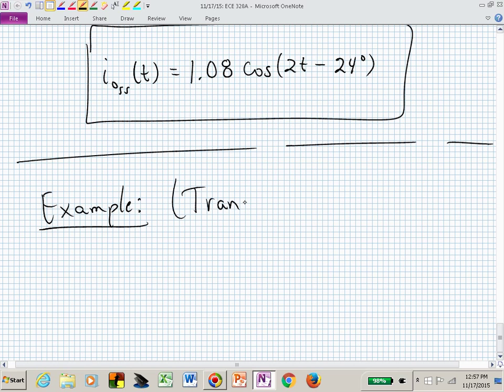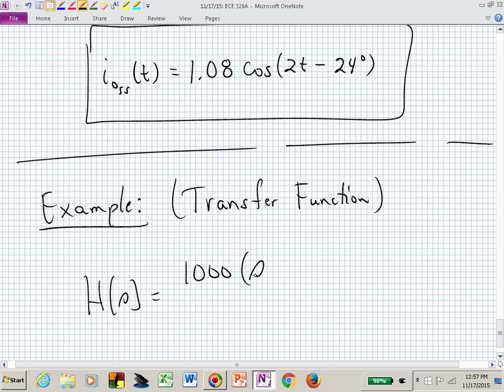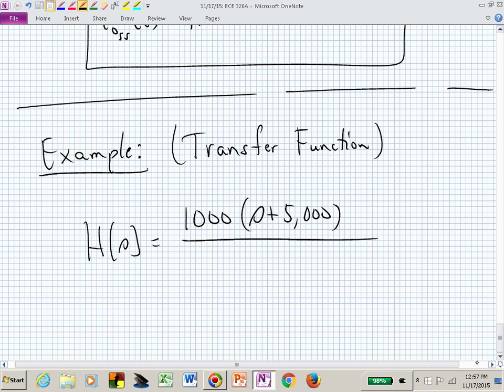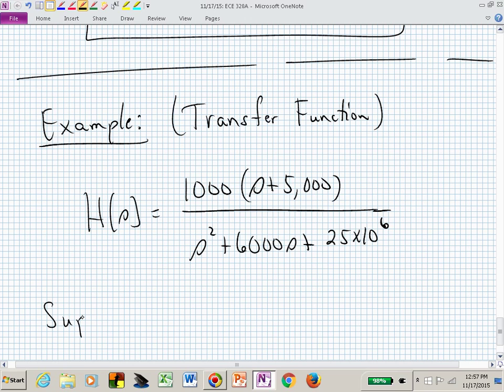Suppose now you might just start with a transfer function, not a circuit. Maybe somebody gives you h of s equals 1,000 s plus 5,000 all over s squared plus 6,000 s plus 25 times 10 to the 6th. And let's suppose that they're exciting that. The input now is 120 cosine 5,000 t plus 30 degrees.